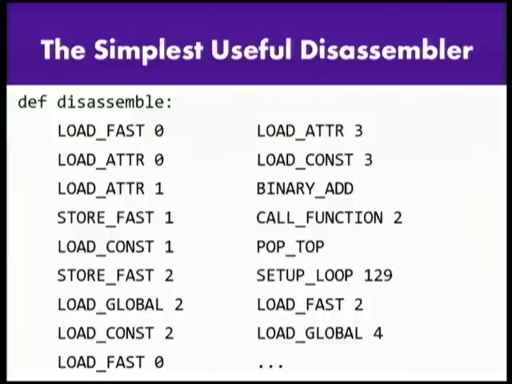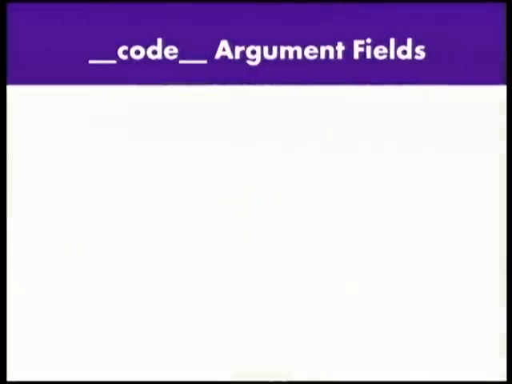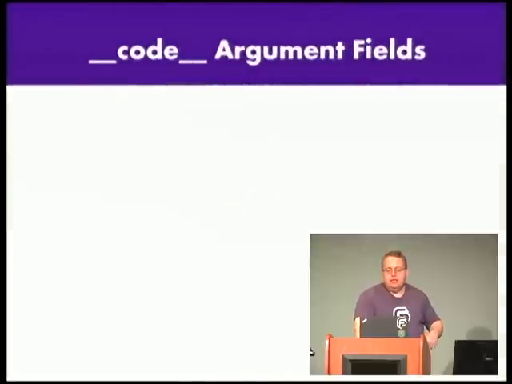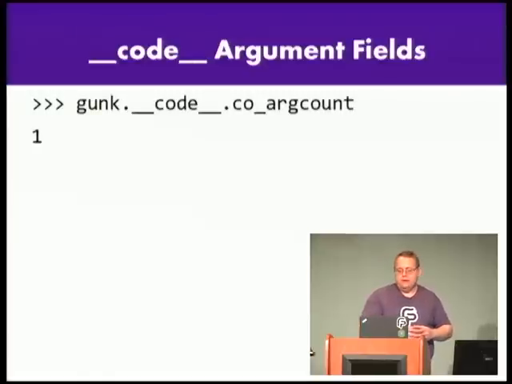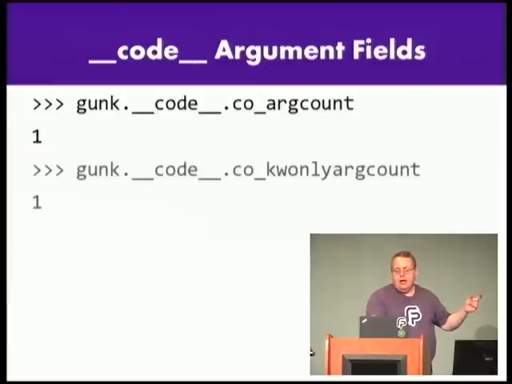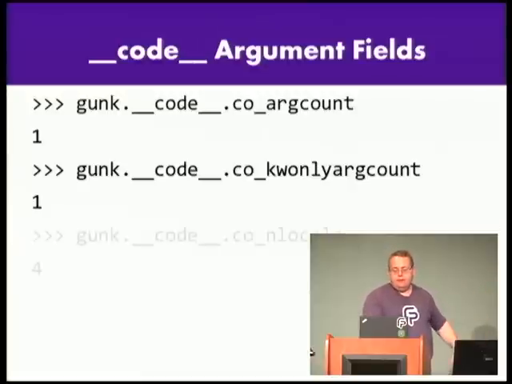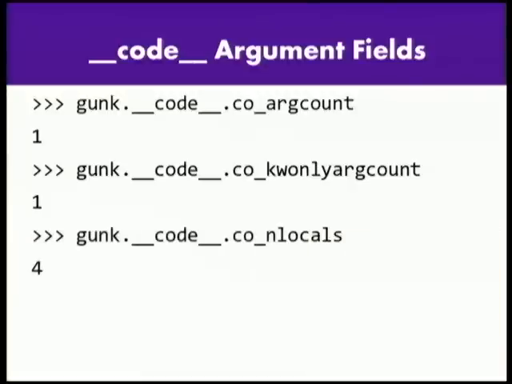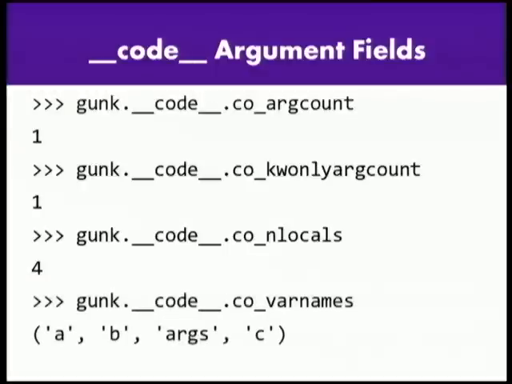So back to all of the stuff inside of the code object and the function object. Relevant to arguments, we have 4 fields. co_argcount is the number of positional arguments. That's A. co_kwonlyargcount is the keyword only argument number. That's B. We only have 1. co_nlocals is the number of fast local variables inside of the function. And there's also an array of their names called co_varnames, so I don't have to remember what 4 maps to, but that's the 3 arguments, A, B, args, and C.